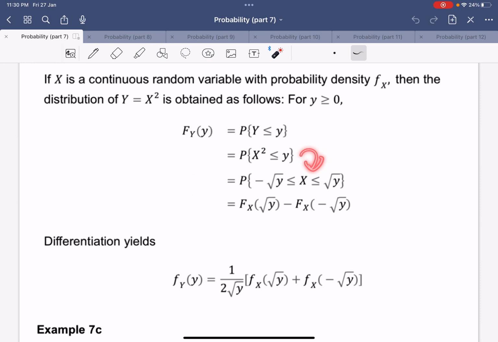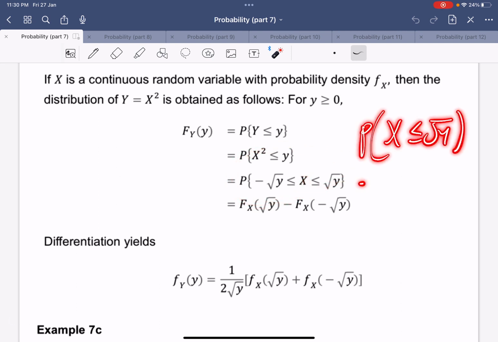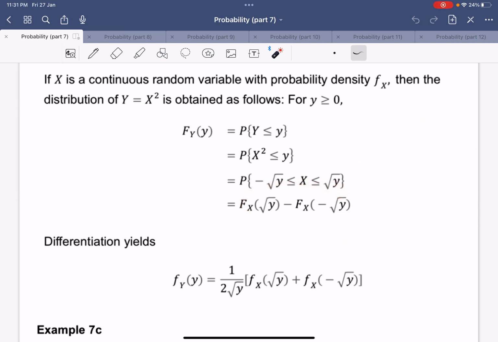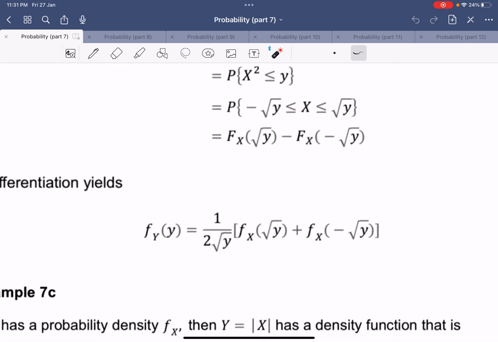Now when we take the square root, we need to take note of having the minus square root of y side. And this is really saying it is the probability of X being less than or equal to square root of y, minus away the probability X is less than or equal to minus square root of y. And this is just the CDF of X evaluated at square root of y, and this is the CDF of X evaluated at minus square root of y, which is the following over here. And so by differentiating, you're able to convert this CDF to its PDF, and you just apply the chain rule accordingly.